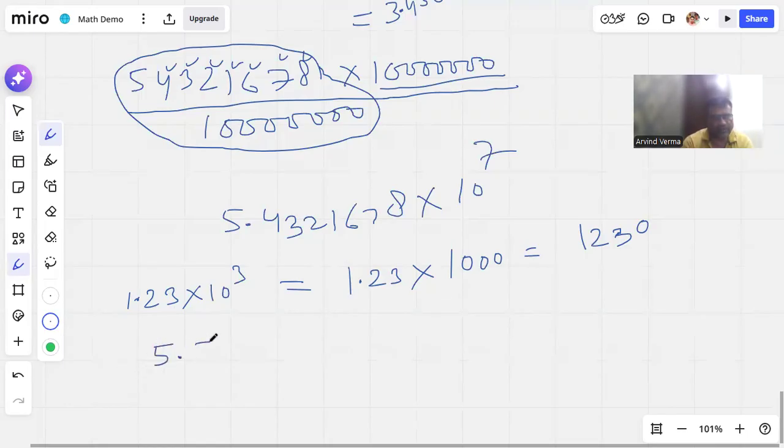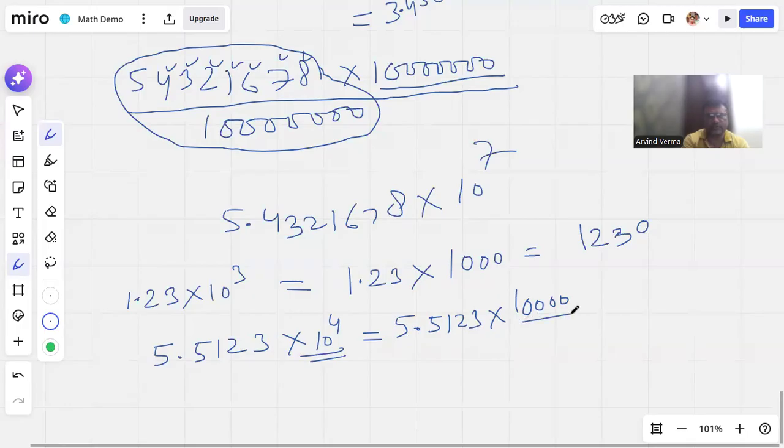Let's take another example. 5.5123 into 10 raised to the power 4. So 5.5123 into 1, 2, 3, 4. 10 raised to the power 4 can be written as 10,000. Now 10,000 will be multiplied by this, so the decimal will shift 4 places. So 55123. Does this make sense?